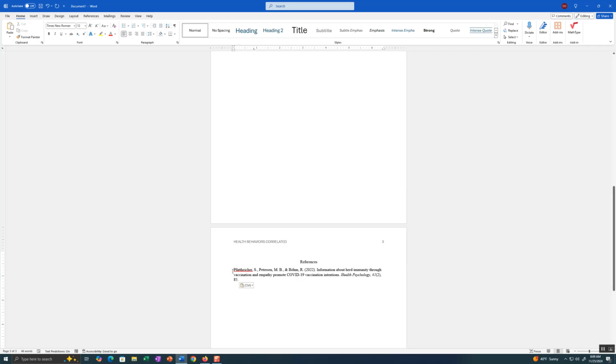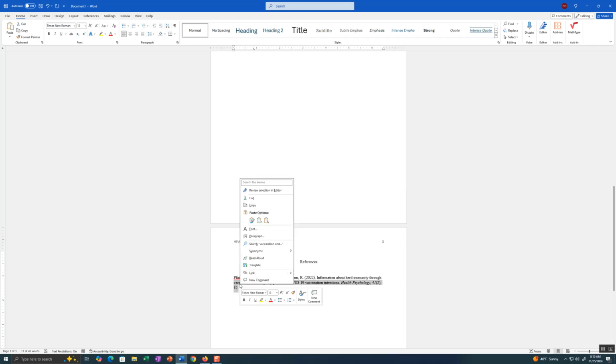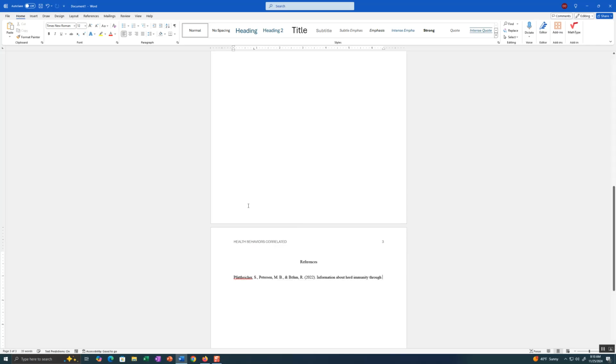Like that. And then you're just going to format it. So the first line is not indented, and the second and subsequent lines are indented. So we need to indent second and subsequent lines. So I'm going to cut that. Just tab over. And there you go.